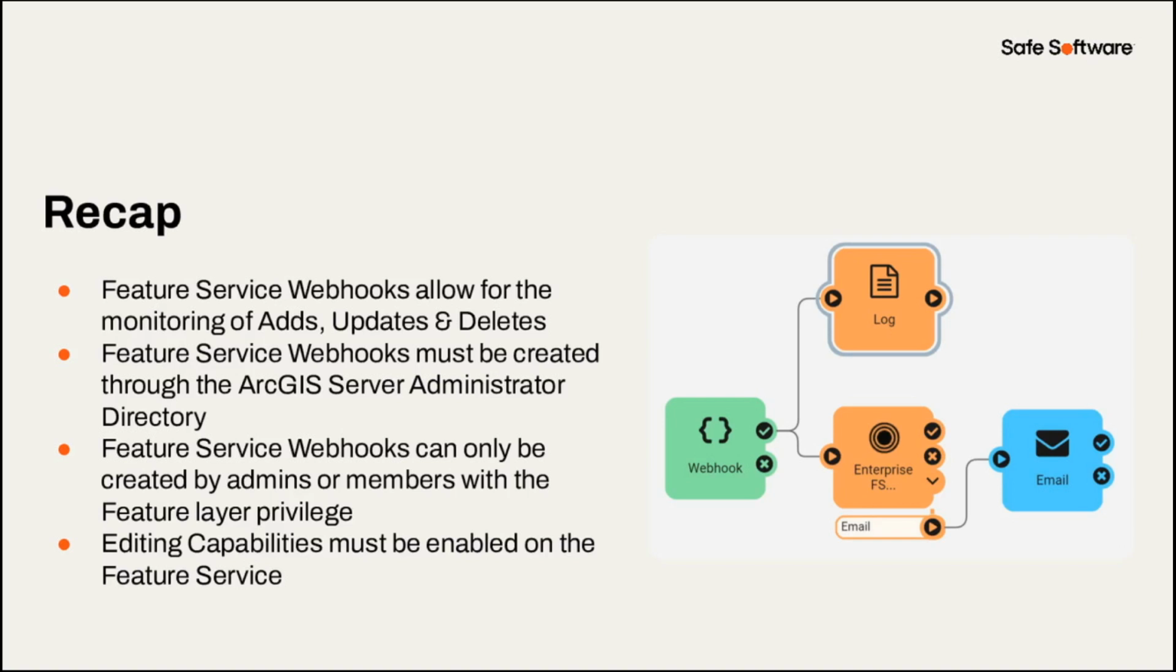So just to recap, with our feature service webhooks, we're able to monitor for adds, updates, and deletes on our records that are added or removed. For our feature service webhooks, we need to create these through the ArcGIS server administrator directory. So this is different than those organization webhooks. We also want to take advantage of that ArcGIS portal webhook data getter we created. This makes it super easy to process that webhook message and parse out any information you need.